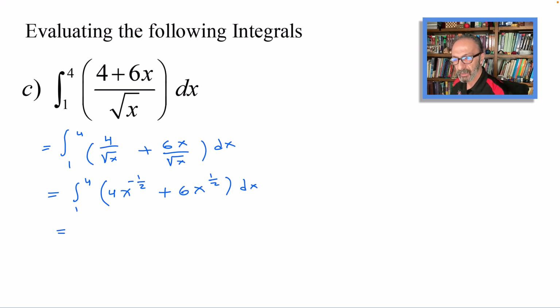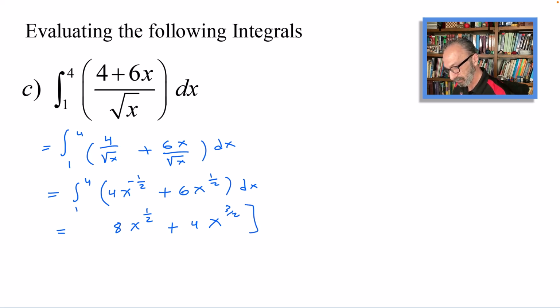Now let's integrate. We increase the exponent by 1 and divide by the new exponent. Negative half plus 1 is 1 half. That is 4x to the power half divided by half, or 4x to the power half times 2 over 1. And that will give me 8x to the power half plus 4x to the power 3 over 2, after we add 1 to half and make it 3 over 2 and dividing by 3 over 2, which means multiply by 2/3. 6 times 2/3 will give me 4.